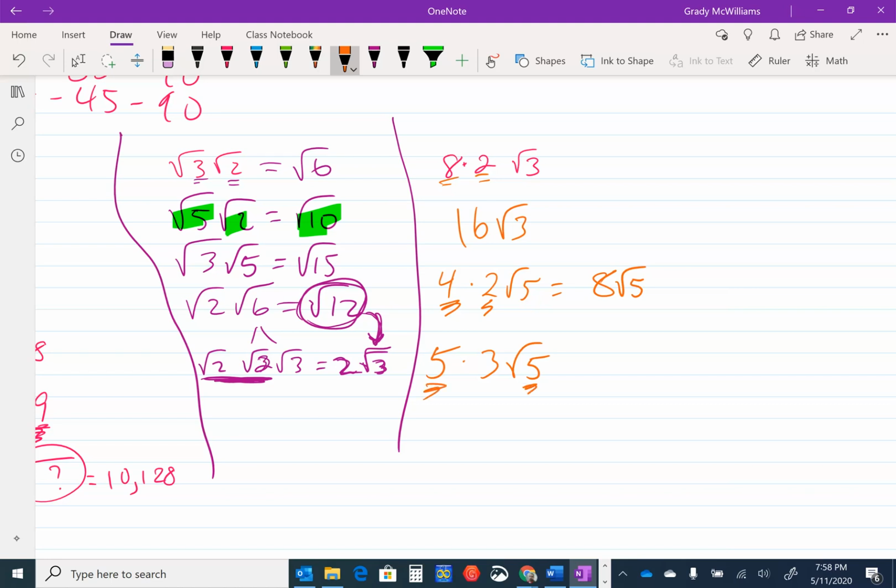Well, one of these is under a square root, and one's not. These two things are both not under a square root. You can multiply those together. 5 times 3 is 15, and then you get square root of 5. Okay, what about 10 times 2 times square root of 3? Well, this is 20 square root of 3.